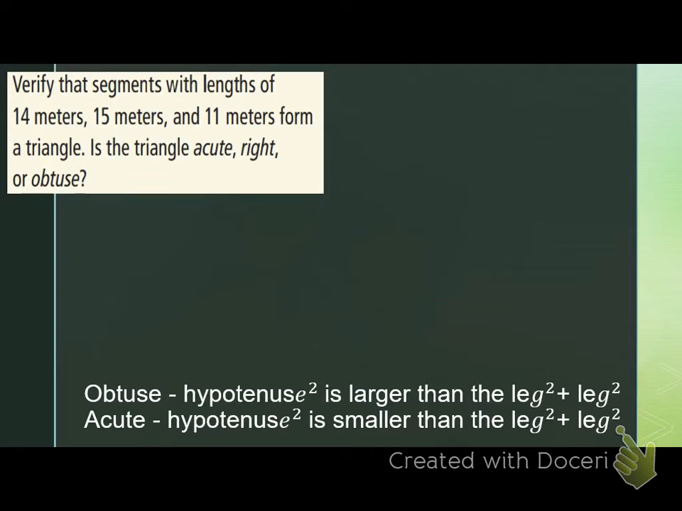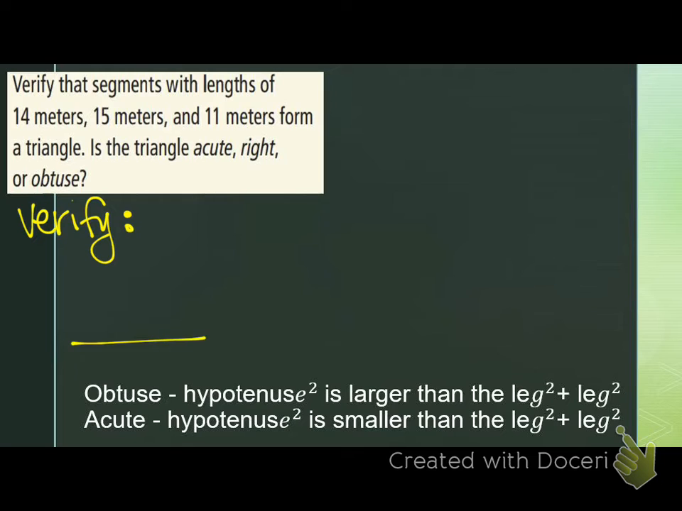So on the blank back page, you wrote: verify the lengths of 14, 15, and 11 form a triangle. Is the triangle acute, right, or obtuse? So the first thing we talked about on Friday, the only thing we talked about actually, was deciding what kind of triangle you have, acute, right, or obtuse. But before we decide what kind of triangle, we have to know that it is a triangle. So the first thing you want to do is verify that you have lengths that can form a triangle.